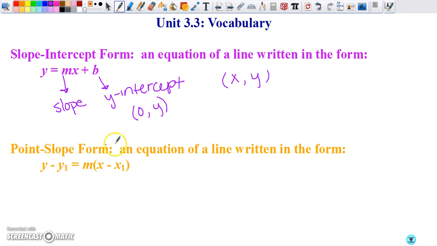Then we have point slope form. And so if you look at this, this is actually a lot like just finding the slope equation, except the m is over here with the x's. But y and x will stay as variables, and then x1 and y1 would be a coordinate point, and m again is the slope still.